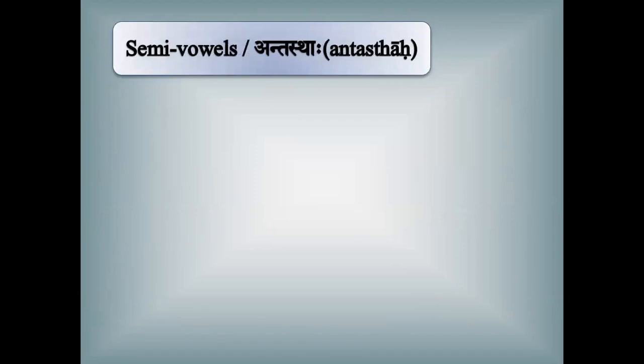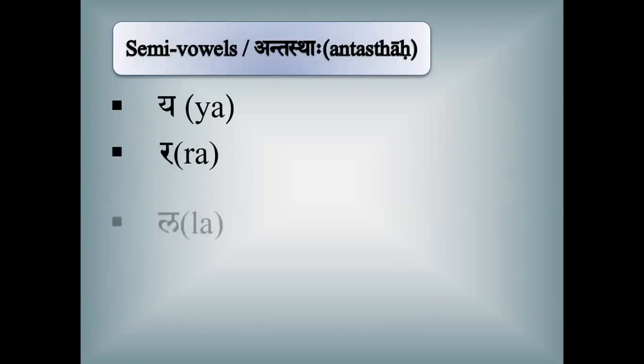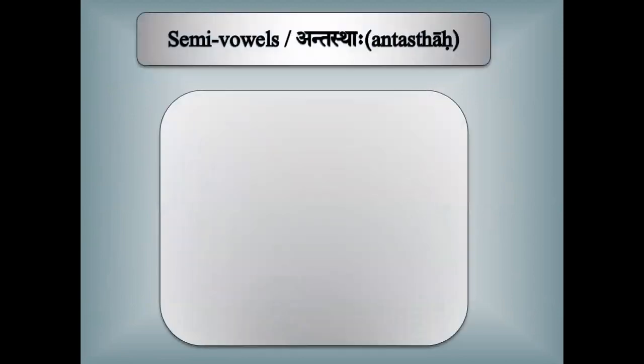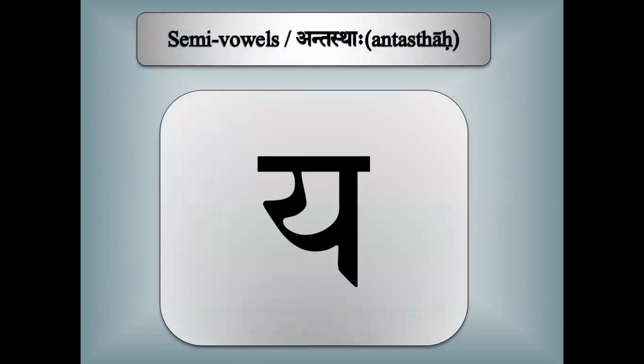What are they? First letter is ya, second letter ra, third letter la, fourth letter va. Ya, ra, la, va. How to write this? Let's see how ya is written. Ya is simple to write. It looks like the numeral 2, curved at the bottom with one vertical stroke and a horizontal stroke. This is ya, the first semi-vowel.